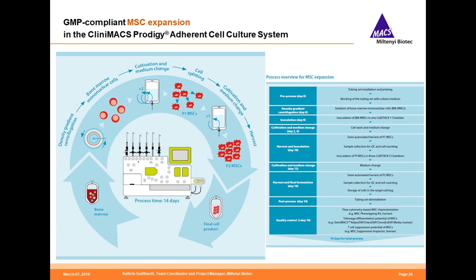Cells are split in this closed system, again seeded in a larger surface area, cultivated again up to the number of passages which are necessary for your process. At the end, you can harvest the cells automatically, choose a sufficient harvest medium, which you might also use for direct application or freezing. And at the end, you have your final cell product. Of course, this process is also adaptable to different starting materials like umbilical cord and adipose tissue.